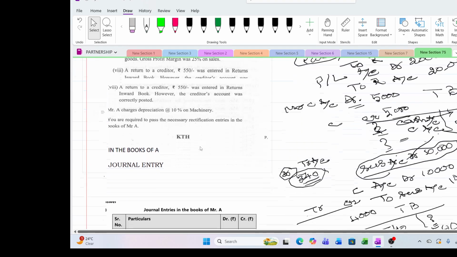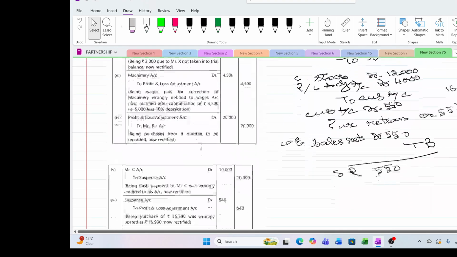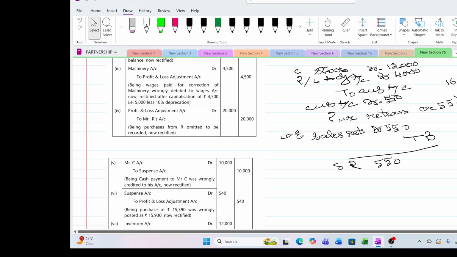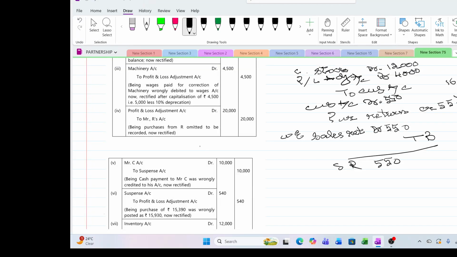So purchase return is credited, customer is debited. So customer account is debited 550. See here, for this there is no credit appearing. For the sales return also, there is no credit appearing. So what happened when you total the trial balance? There is an excess of 1100 rupees.